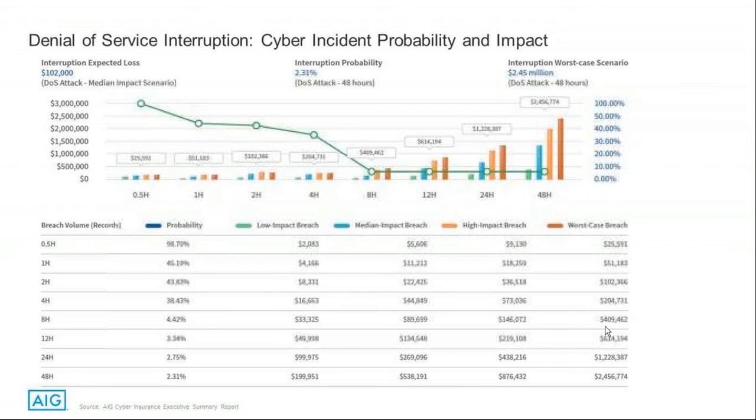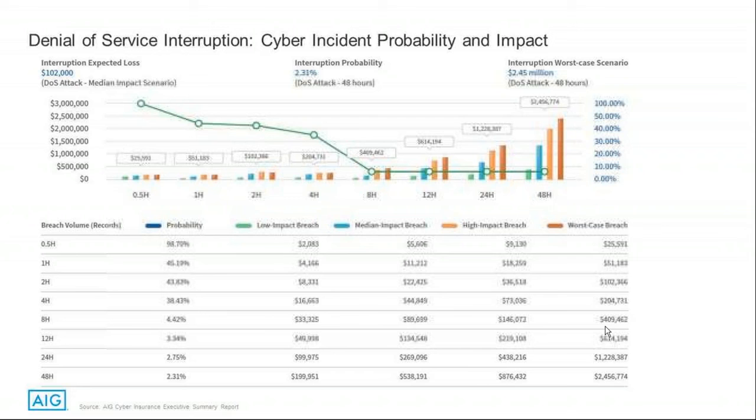And in this particular example, the likelihood that a 30-minute outage and denial of service takes place is almost 100%, whereas for 48 hours, it is down to a little over 2%. Now doing the same thing as we did before, looking at the cost associated with it, it seems that in a low impact scenario, the costs start a little over $2,000, whereas in the worst impact scenario, looking at a 48-hour denial of service, the costs are well over $2 million.